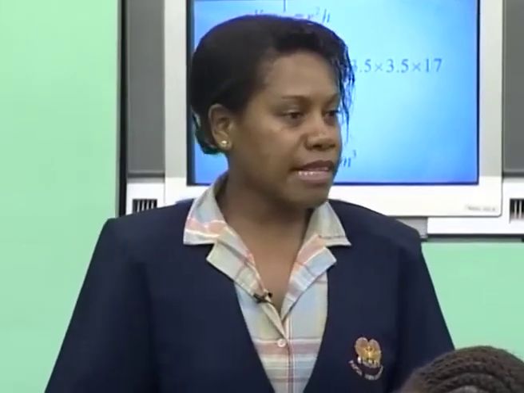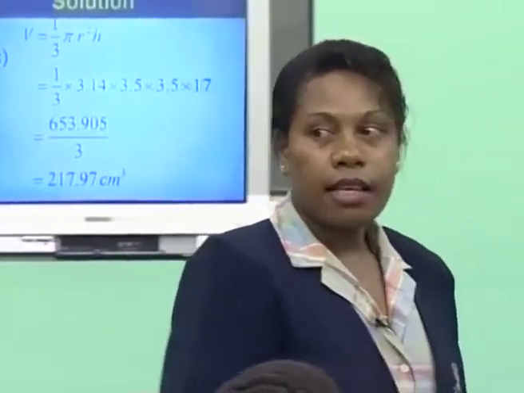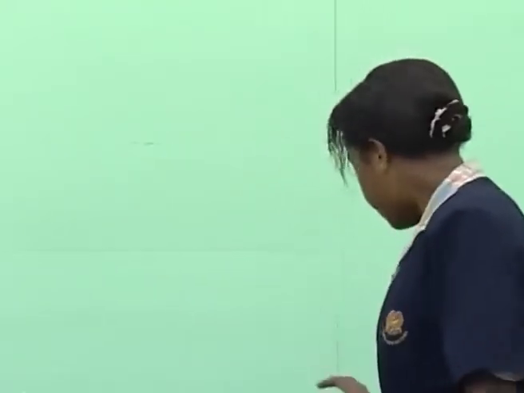So volume of a cylinder is equal to area of the circular base times height, where A is equal to pi r squared. Okay, thank you, 80s and receiving students, for giving us the formulas of those different solids.